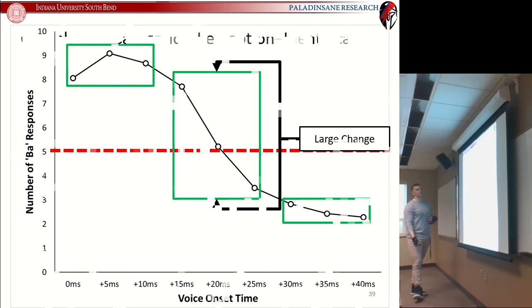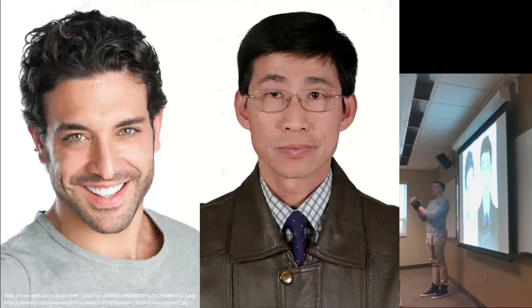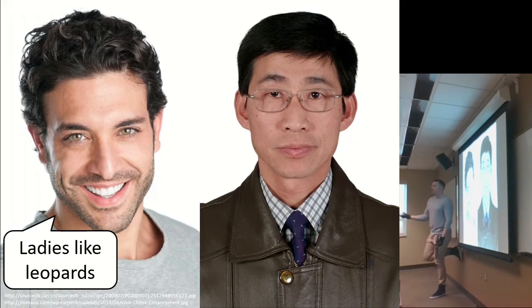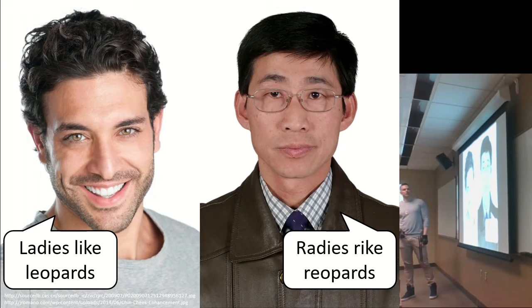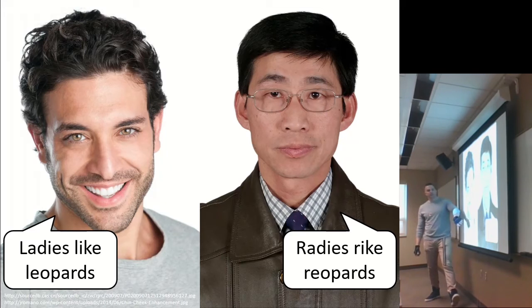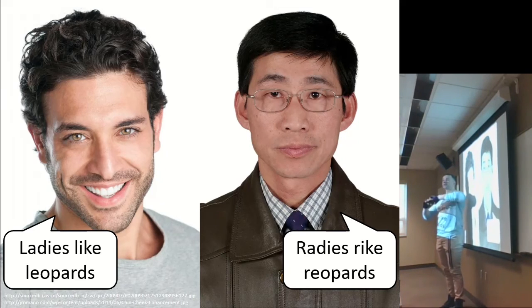And if you study differences in language learning for second languages, you'll see this in the kind of mistakes that foreign language learners will make. So for example, you might be able to say "ladies like leopards" if you're a native English speaker. But if you come from an Asian language where they don't have that categorical boundary between R's and L's, because they don't use that boundary in their language, it's going to be very hard for them to say anything but "ladies like leopards." And the issue is not that they have an inability to pronounce this, but that the two versions sound different to us because we've got that categorical boundary. For them, it sounds exactly the same.